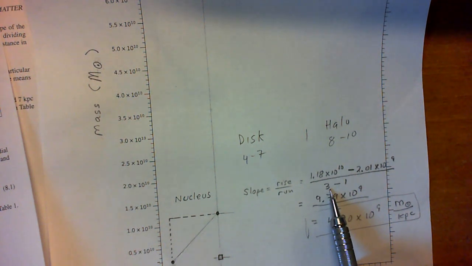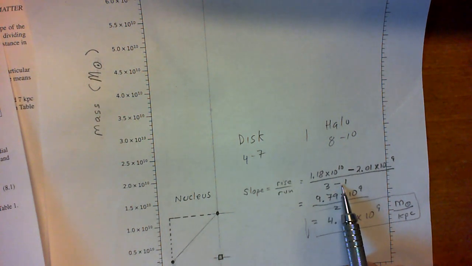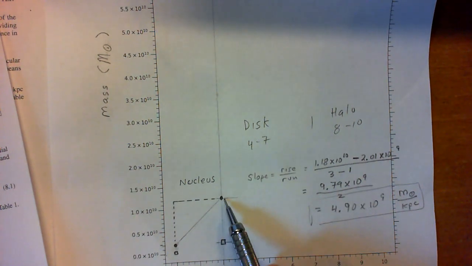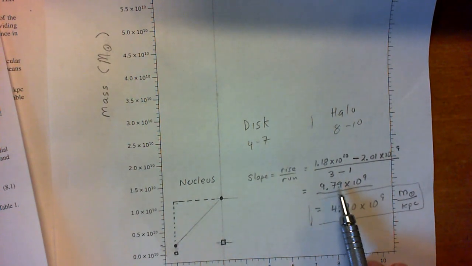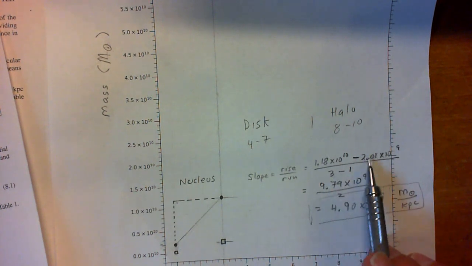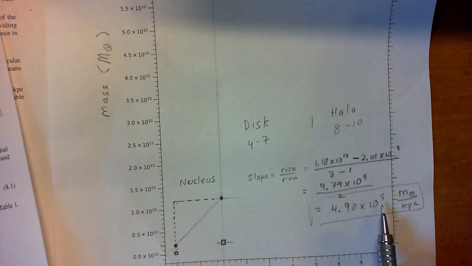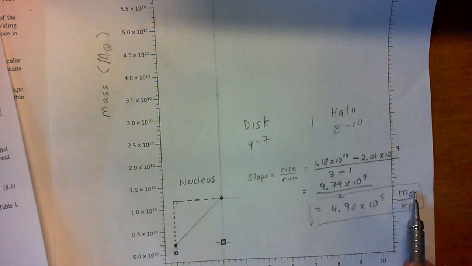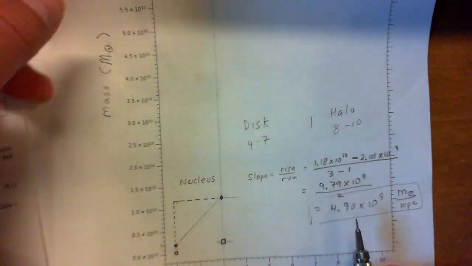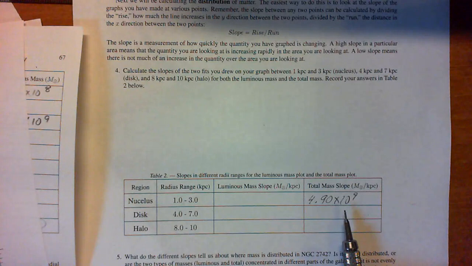And then divided by the run. The run is simply from 1 to 3 kiloparsecs. So it's 3 minus 1, put down here in the sense of this minus this. So I have calculated, subtracted here, got 9.78 times 10 to the 9th. Divide by 2, and I get 4.90 times 10 to the 9th, and the units are solar masses per kiloparsec. And I want to put that in the table right here for the total mass slope.